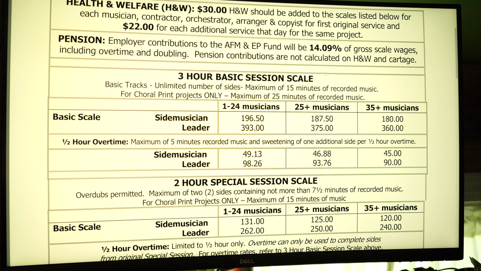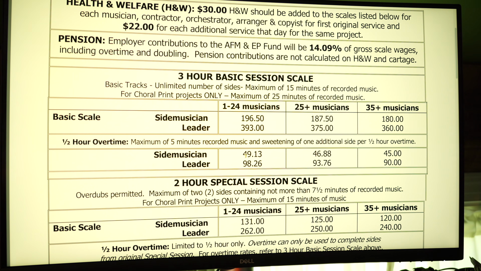Basic 3-hour scale. Side musician, 196.50, right? That is not much more than demo, is it? That's like $40 more than demo. It's demo plus 40 bucks. And so certain people have different names for limited pressing. They'll call it limited blessing, which I think is funny. Uncle Larry coined the term unlimited depressing, which I think is my favorite. So side musician, 196.50, leader, 393.